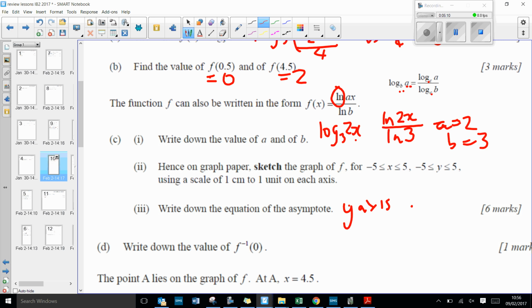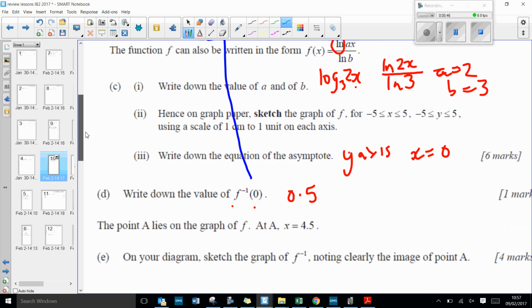Write down the value of f inverse of 0. Well, if f of 0.5 was 0, then the inverse functions we know switch our x and y, our domain and our range. So if f inverse of 0, that must give us the value of 0.5. Okay, again, I'm referring to up here. If f of 0.5 was 0, then f inverse of 0 would be 0.5. A lies on the graph when x is 4.5.